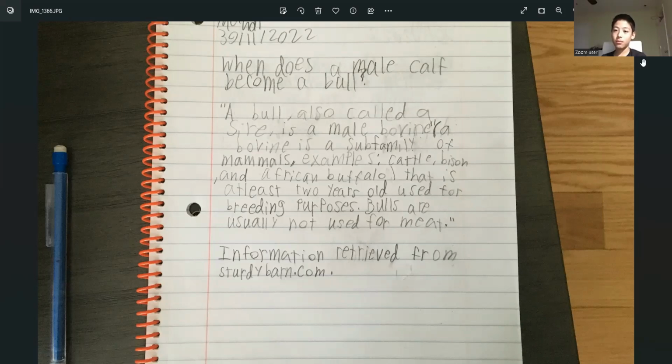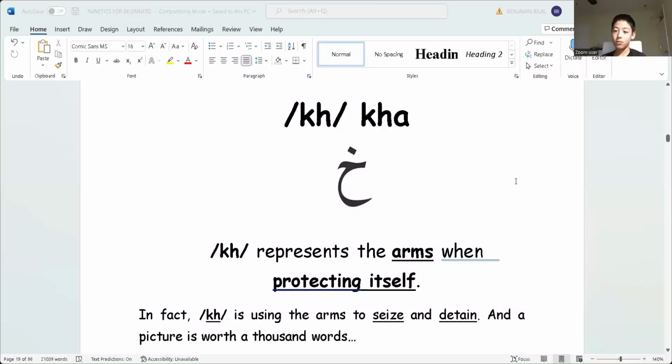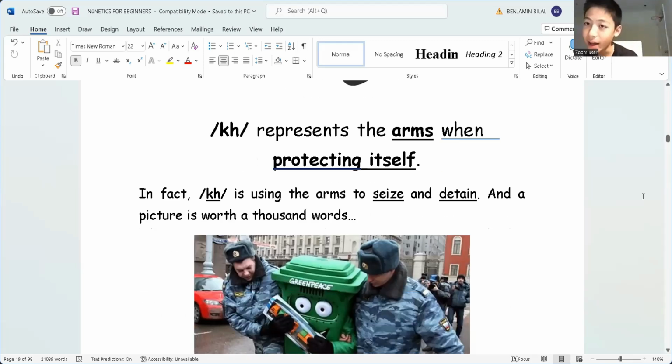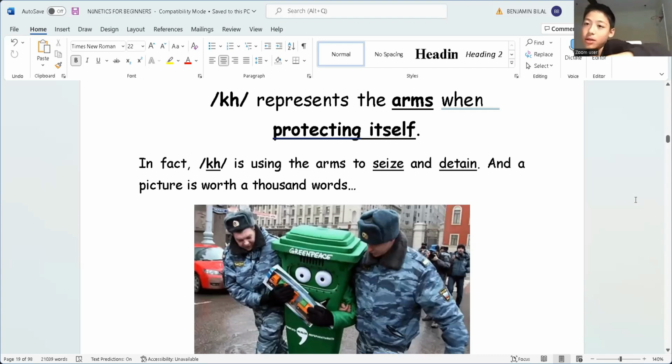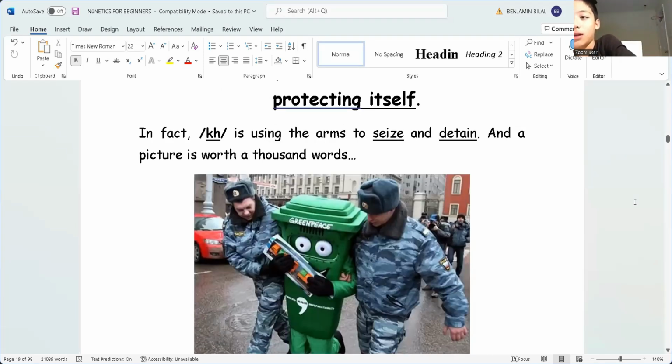All right. So let's move forward. You rocking and rolling, man. All right. So we're going to go back over our Khaleefah lesson. This is a very important lesson. That's why I'm spending this kind of time on it. I want you to read this very quickly again, although we've gone over this twice. This will be the third time, but I added some other goodies in it that are necessary for you to know. Represents the arms when protecting itself. In fact, Kha is using the arms to seize and detain, and a picture is worth 1,000 words.